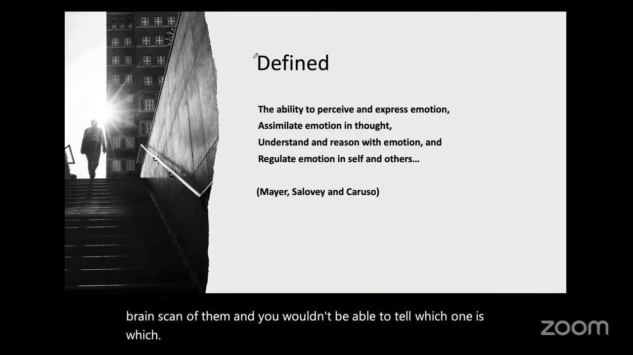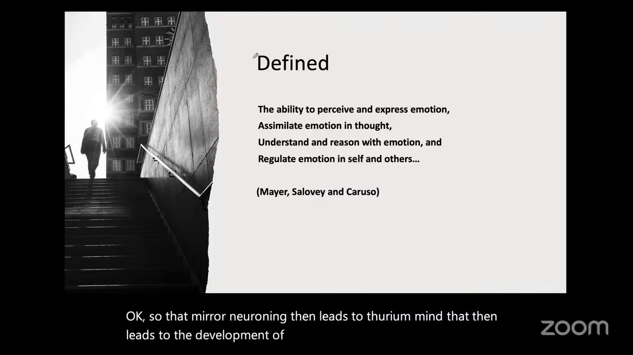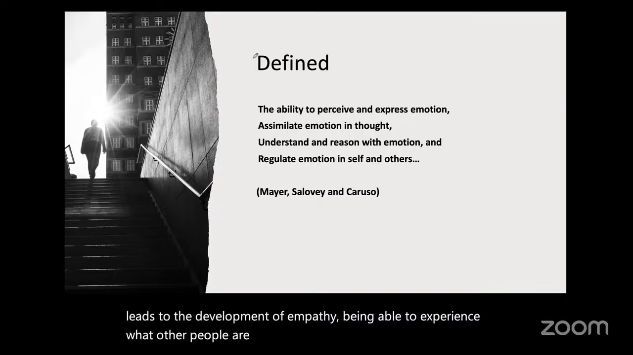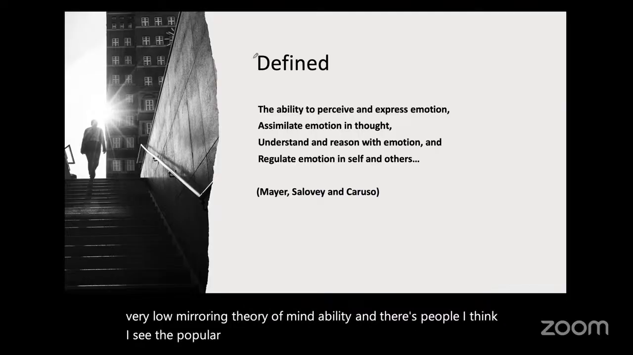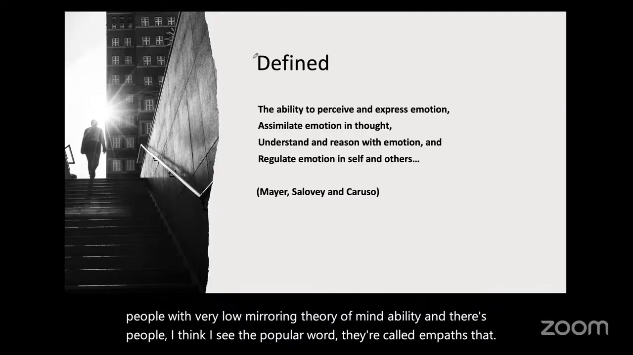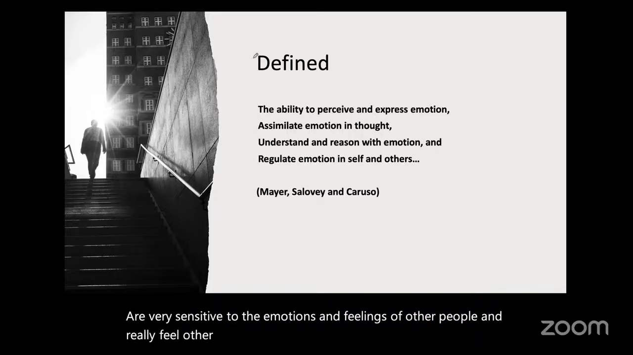So that mirror neuroning then leads to theory of mind that then leads to the development of empathy, being able to experience what other people are experiencing. Now, there are people with very low mirror neuroning theory of mind ability, and there's people, I think the popular word is empaths, that are very sensitive to the emotions and feelings of other people and really feel other people. And we're all kind of on a range on this area.